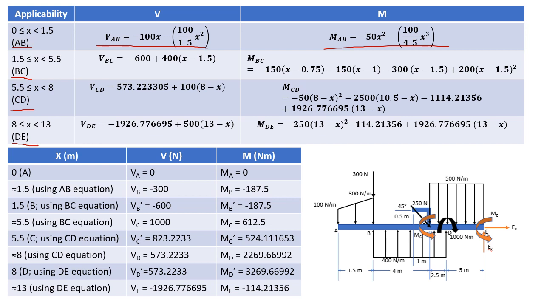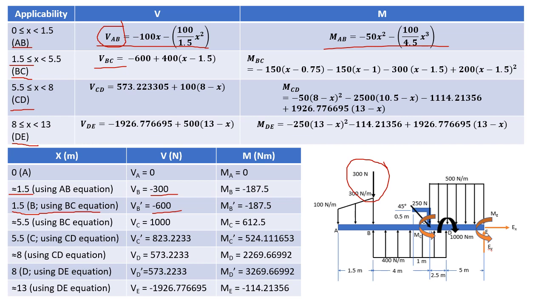And then for x equal to almost 1.5, so it should be 1.49999, but we can use 1.5, you still use the equation for AB. We would get negative 300. Now, look here. We use the equation VBC again, and substituted 1.5 because this equation is applicable from x equal to 1.5 to almost 5.5. What did we get? Take note that we got negative 600. So why is the value different from the previous value? Take note that we have here a concentrated load downwards 300. So negative 300 plus a downwards load, you get negative 600.